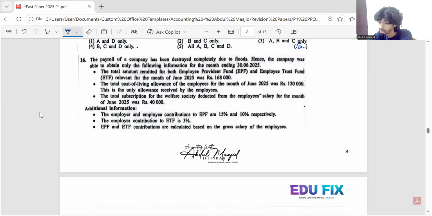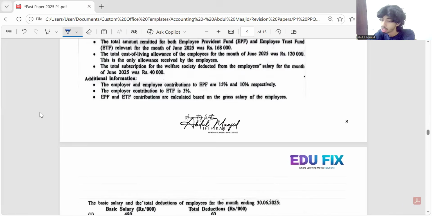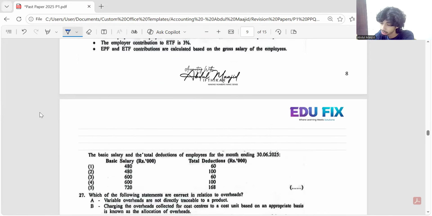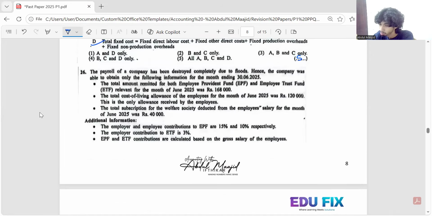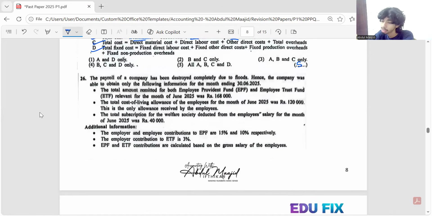Then moving on to 26. They're asking for the basic salary and the total deduction. The payroll of a company has been destroyed completely due to floods. Hence, the company was able to obtain only the following information for the month ending 30th of June.